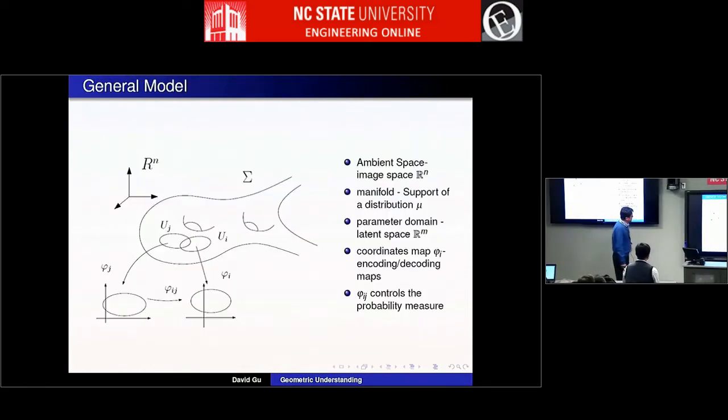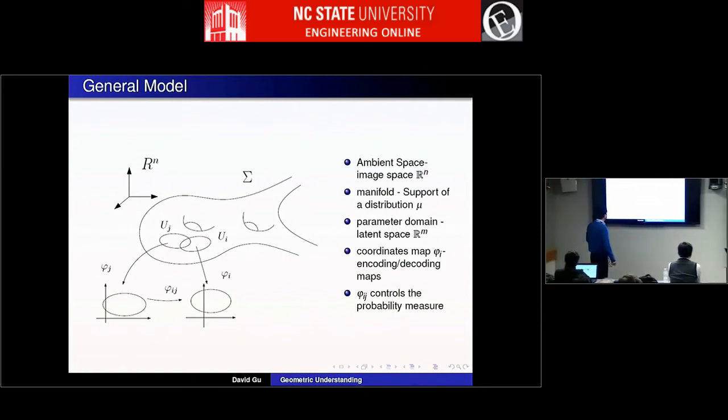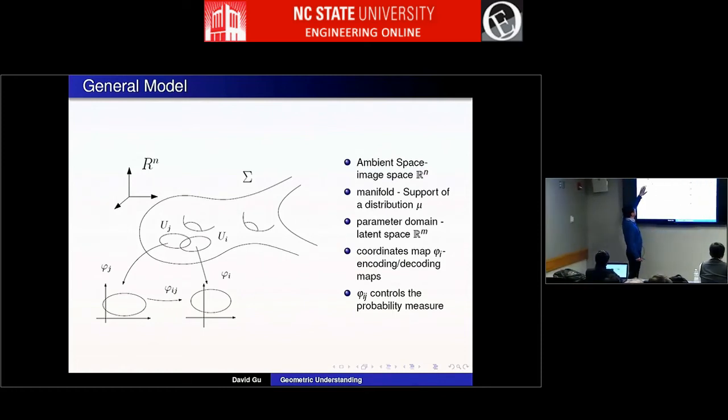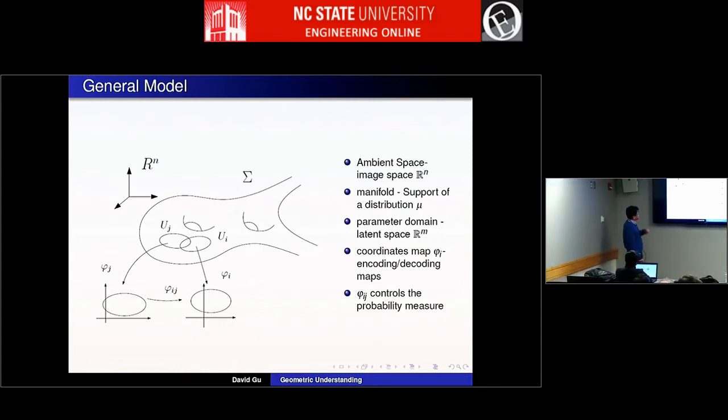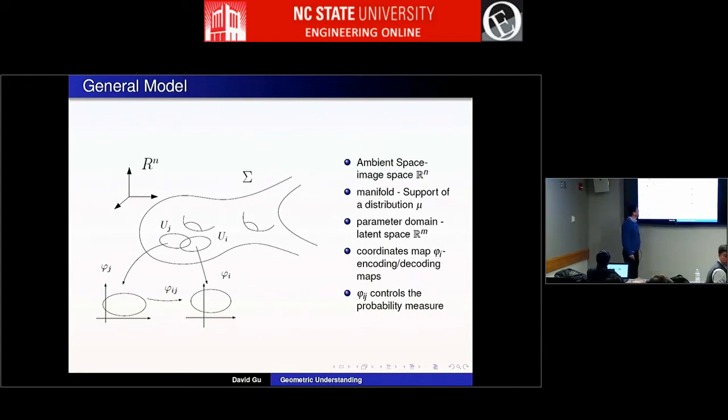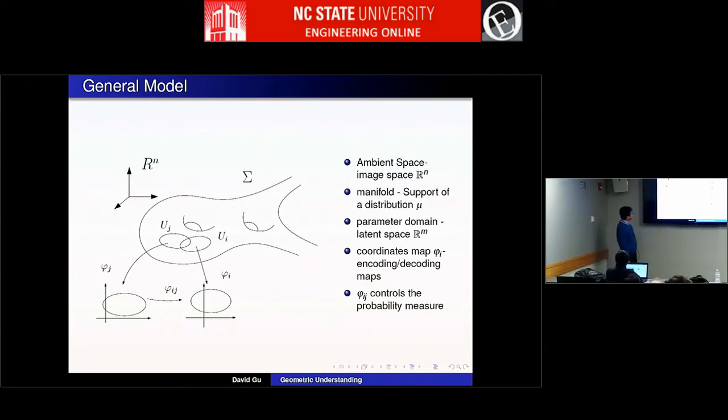In mathematical terms, we model the ambient data space as R^n. The class of data we are interested in is distributed close to a manifold sigma. Machine learning can map this data to the latent space or feature space. This mapping is called the encoding map, and its inverse is called decoding.